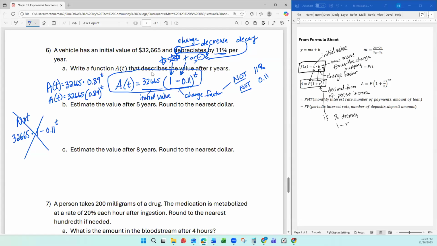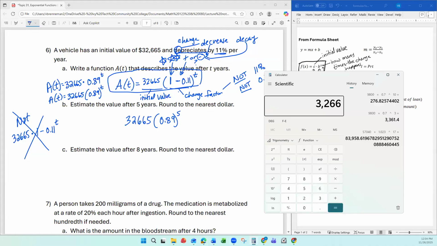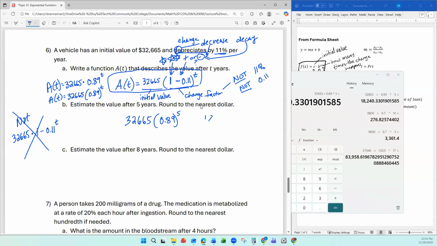So estimate the value after 5 years. We're plugging in 5 for t, 32,665 times, I'll just go and use the 0.89 to the 5th power. $18,240, etc. Round to the nearest dollar, so $18,240.